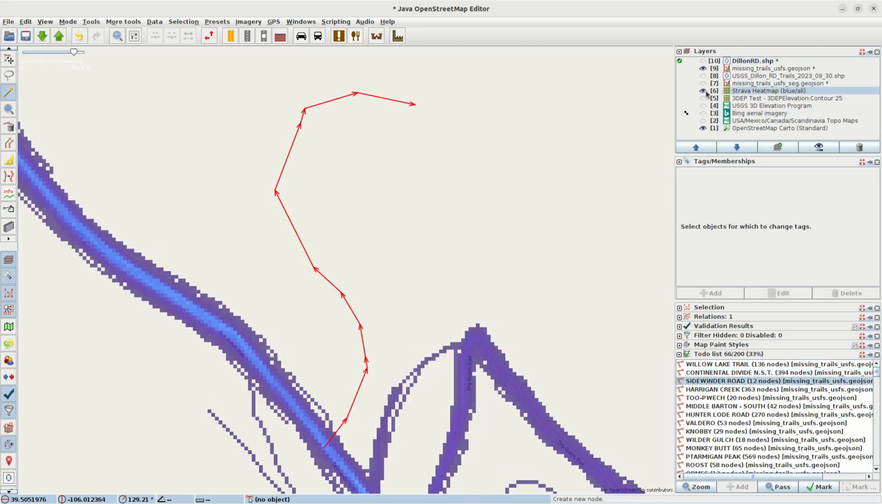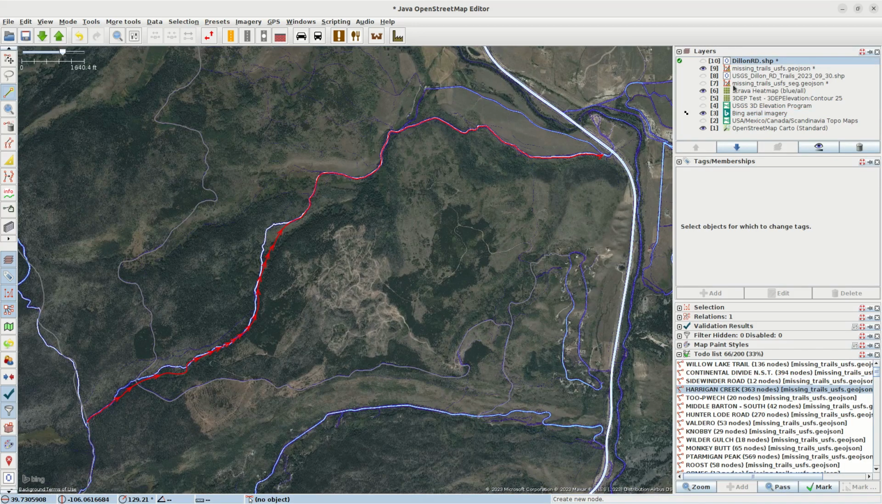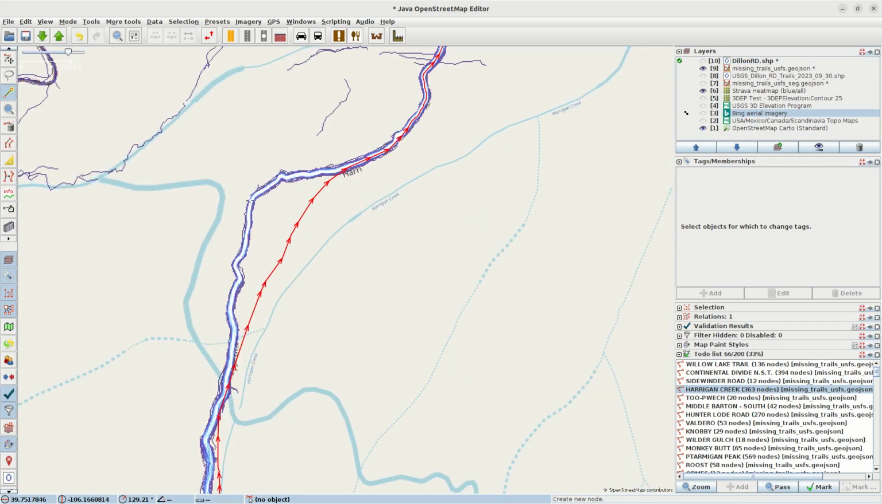Sidewinder Road, no Strava heat, no evidence in the imagery of a road being here. Harrigan Creek, you can see a discrepancy here, 344 feet.